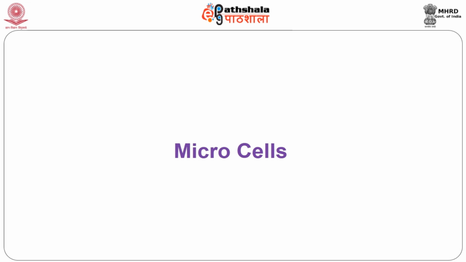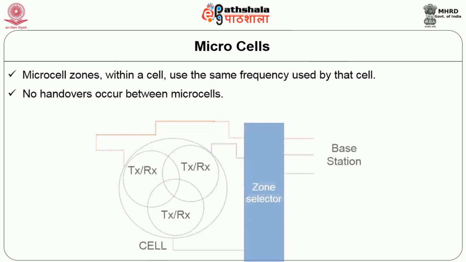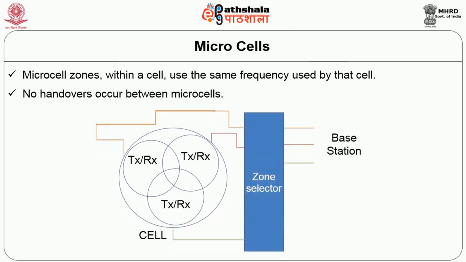The concept is known as micro cell zone. Now, when do we require handoffs? When the number of channels allocated are different in different areas. Now, micro cell zone comes with a concept opposite to it. It says that the cell is divided into 3 micro cell zones, with each of the 3 zones connected to the base station and sharing the same radio equipment. But all the micro cell zones within a cell use the same frequency used by that cell. Now, the problem is solved.